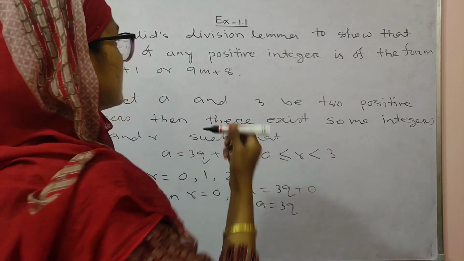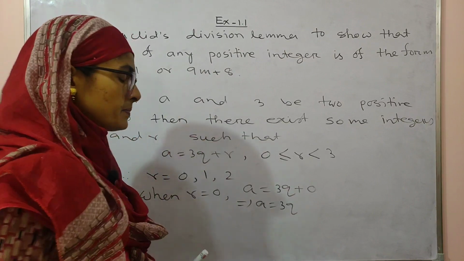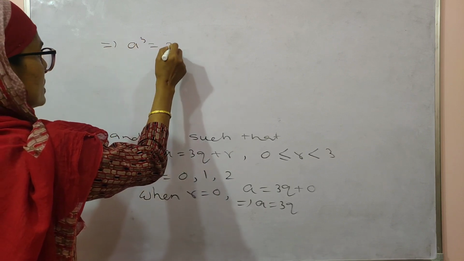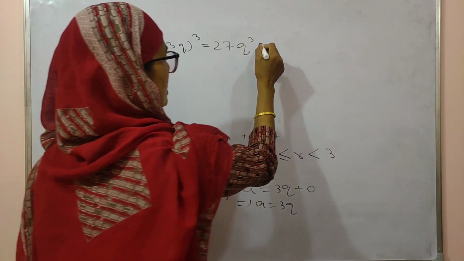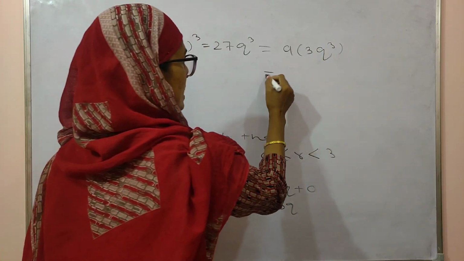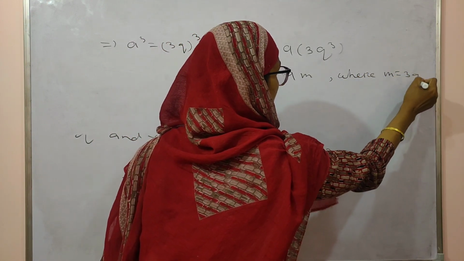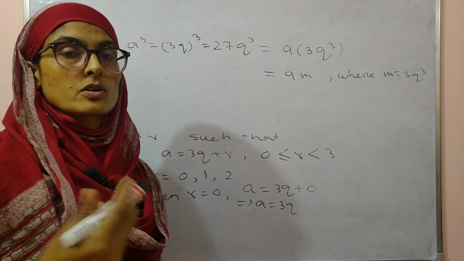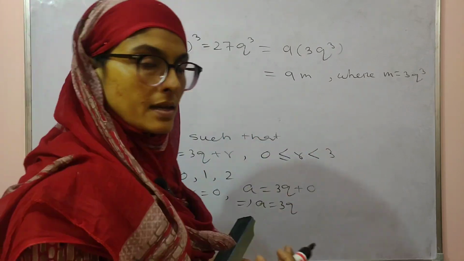But here, we need the cube of any positive integer. After that, write here a cube, 3q whole cube. You can write 27q cube, or you can write 9 into 3q cube, or you can write 9m where m equal to 3q cube. According to the question, you have to write your answer. In your question, is it the form 9m or 9m plus 1 or 9m plus 8?